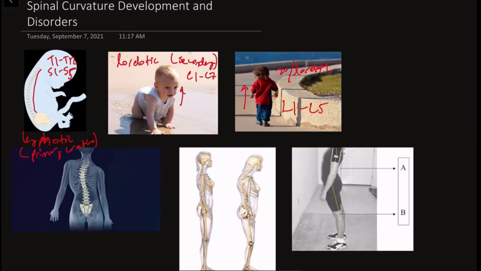These are the key terms you're going to see a lot. High yield terms are going to be lordotic, kyphotic, primary curvature, secondary curvature, referring to whether or not you had this at birth or developed it as you crawled around and began to walk. So with that out of the way, we're now going to look at the types of diseases or disorders that can become apparent with all this stuff.